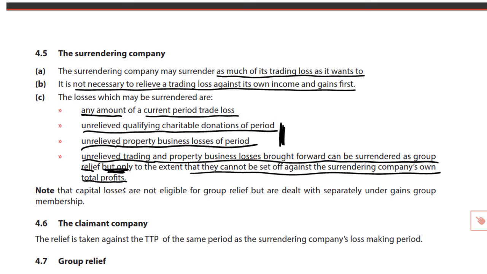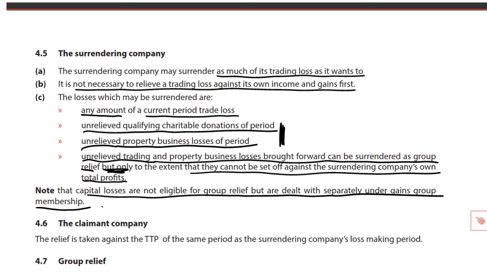You'll have noticed there that we haven't mentioned capital losses. Capital losses are not eligible for group relief, but are dealt with separately under gains group membership. You may recall in the introduction to this chapter seeing that, as well as the 51% groups, where we spoke about related 51% group company issues, group VAT registration, and the availability of AIA, in relation to 75% groups, the note referenced both group relief of losses and gains groups, membership of a chargeable gains group.